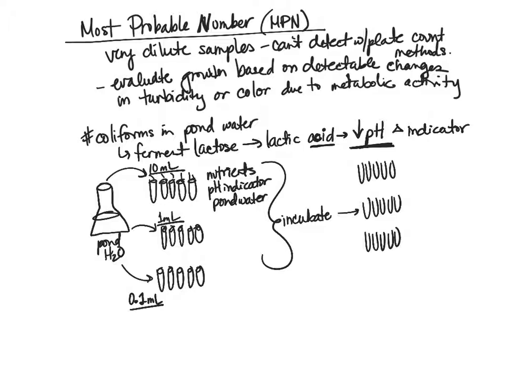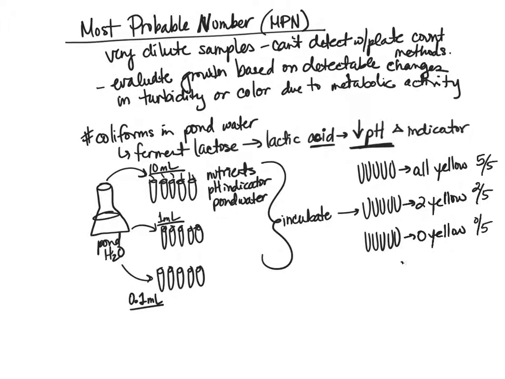When they come out, we'll say that with the 10 milliliters, they are all yellow. With our 1 milliliter, we find that two have turned yellow. And then down here, none of them have turned yellow. So we have 5 out of 5 up here, 2 out of 5 here, and 0 out of 5 here. Then we can check this ratio in a chart, and for this example, it tells us it's about 49 bacteria per 100 milliliters. That is the estimate, based on the chart in the text.